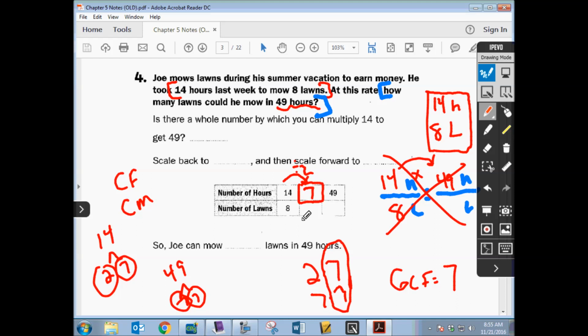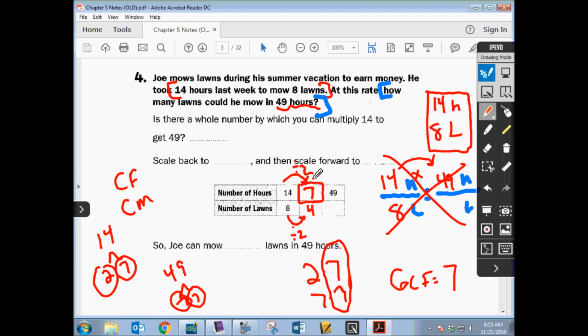So what are we doing to our number of hours here? Dividing by 2. So what do we have to do to our number of lawns? Divide by 2. That would give us 4. So now we know our new fake ratio is that it takes 7 hours to mow 4 lawns, right? Makes sense? If it takes 7 hours to mow 4 lawns, it means it takes double. If you work for double the time, you can mow double the lawns, right? Now, obviously, there are some things here that don't make sense. We're assuming that all the lawns are the exact same size, but you get the point.